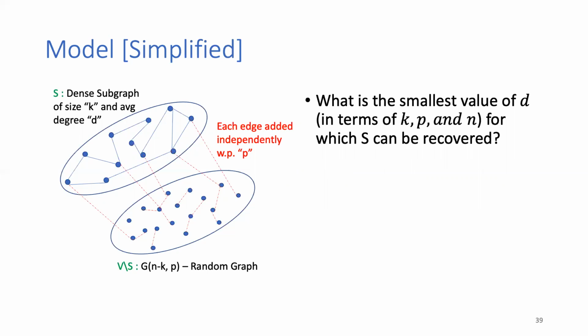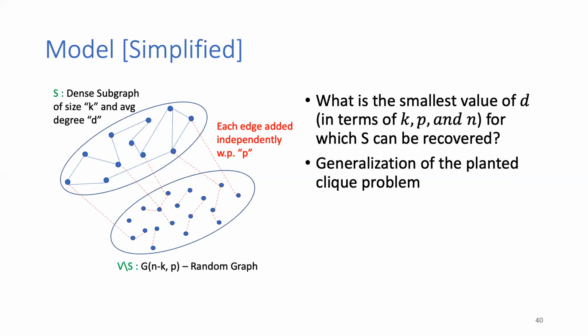So this is our problem, and the reason for having a lower bound on d is the following. The smaller the value of d, the harder the problem gets, right? Because as d increases, S will stand out more, and so it should be at least qualitatively easier for us to detect S. So the smaller the value of d at which you can solve this problem, the better your algorithm is.